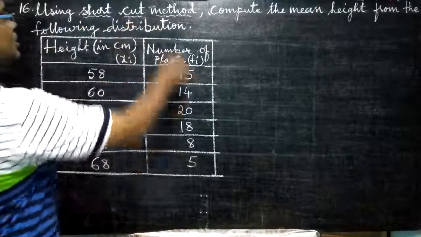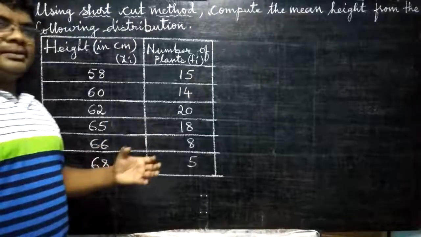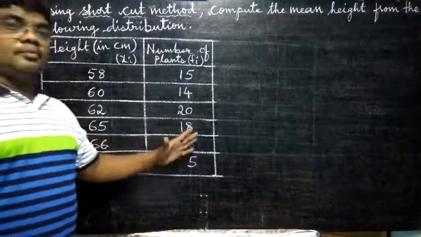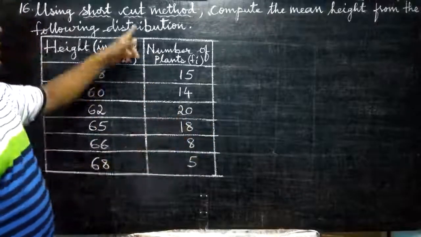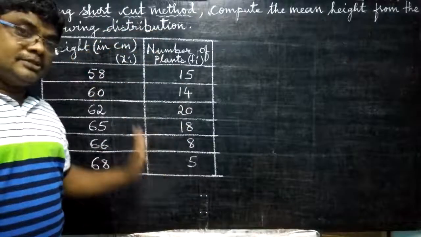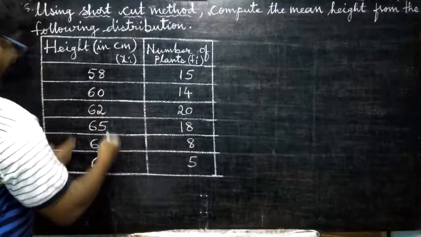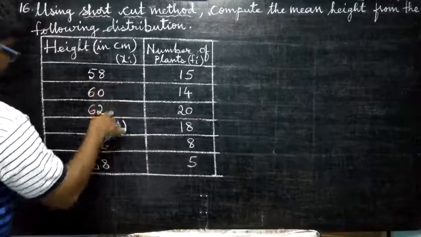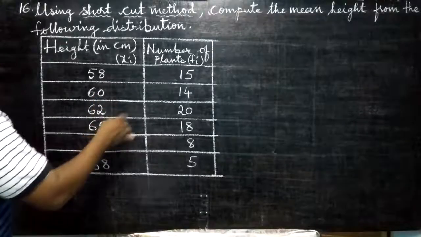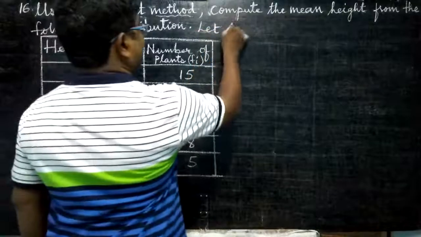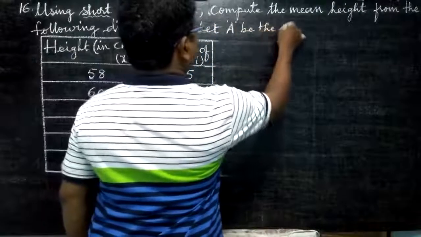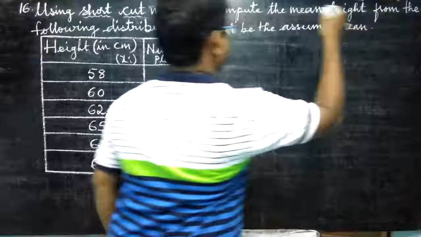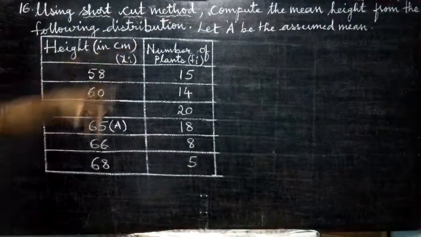Now they are asking to do shortcut method. We always want shortcuts to get more marks. So please listen carefully. Same problem, mean we can do in that method or this method. When they ask particularly shortcut method, you have to do this method only. Out of these heights, assume any one as A. Anything. If you want first, second, third, fourth, fifth or sixth. I am thinking this as A. Let A be the assumed mean. We are not telling correct, we are just assuming as if it is mean. So that is the meaning of A, assumed mean.